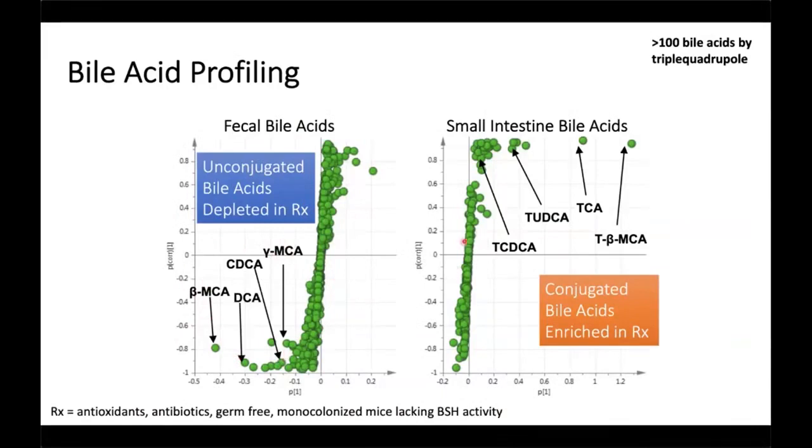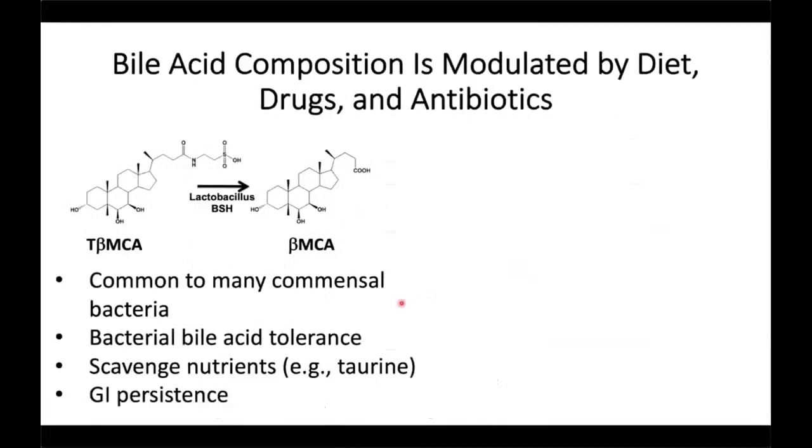However, what we found was that when we looked at those bile acids present in the small intestine, the conjugated bile acids were enriched following these treatments. And the question was, why is this? So again, just to reiterate this: in fecal bile acids, we found unconjugated bile acids were depleted in this bile acid rich sample. If we looked at the small intestine, in this case predominantly the ileum, we found that conjugated bile acids were enriched following either one of these treatments. So what are the things that were driving this?